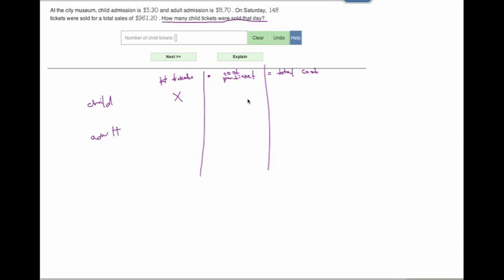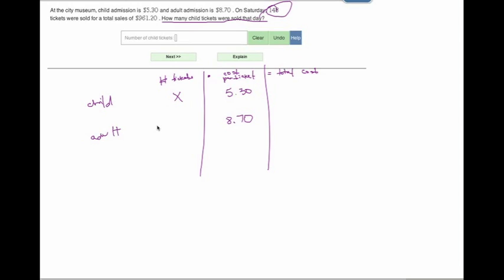We know the cost per ticket of the child tickets is $5.30. We know the cost per ticket of the adult tickets. That's $8.70. We do not know how many adult tickets were sold. We know 148 tickets were sold altogether. X of them were child tickets. So whatever was left over was adult tickets.